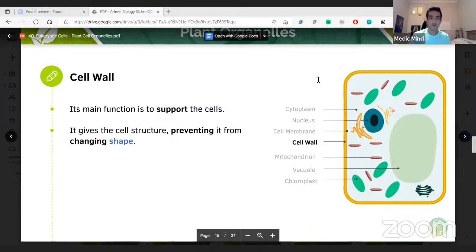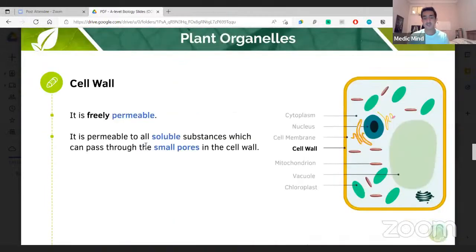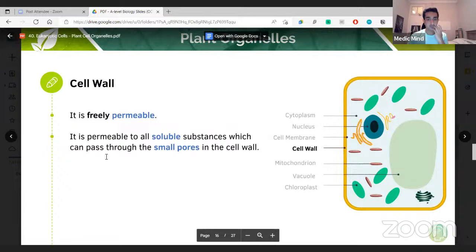The main function of the cell wall is to support a cell. It gives the cell structure, preventing it from changing shape, and the cell wall should be freely permeable. So anything can get in past the cell wall, anything soluble anyway, but the plants still have a cell membrane, which allows for selective permeability.